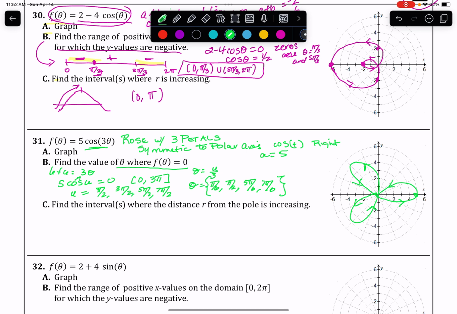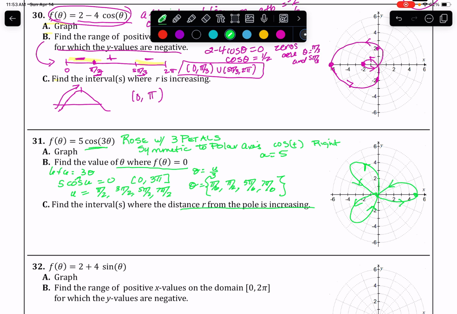And then it says find the intervals where the distance r from the pole is increasing. Okay, so that's worded weird. The distance r, like where the distance of r away from the pole is increasing. Okay, so for that, we have to have where it's positive and also where it's increasing.